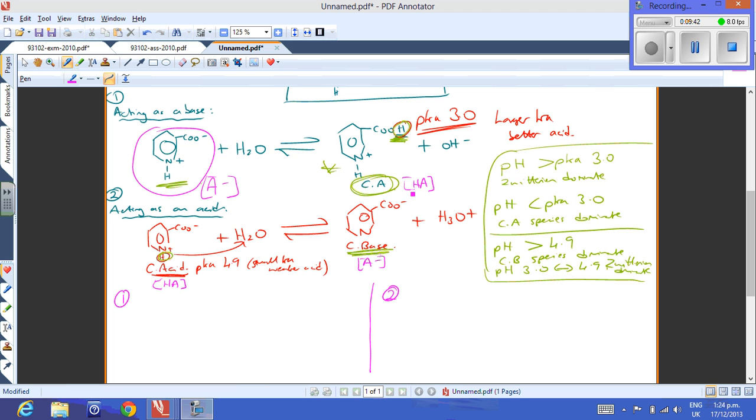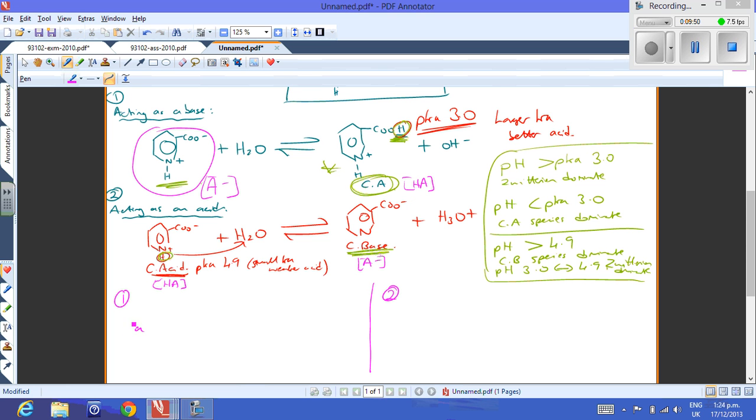The conjugate acid is represented by our HA species in brackets, and the Ka expression for that would then be the concentration of H3O plus, so you could figure that out from the concentration of OH minus, times the conjugate base, which in this case is our Zwitterion, and all over the concentration of our acidic species, which is the conjugate acid species in this case.